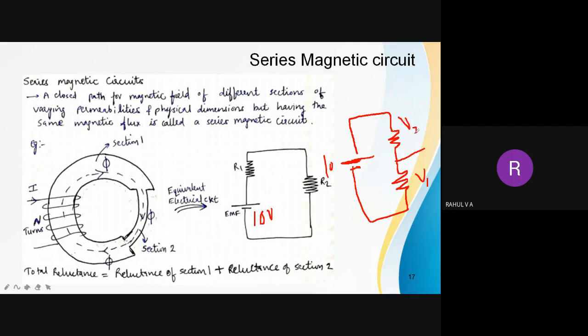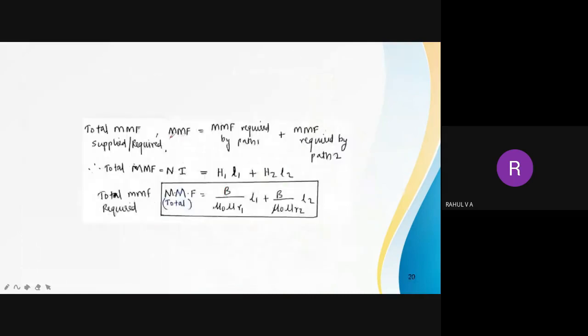We know the formula also to find out V1 and V2. Similar to that, if you apply MMF to a series magnetic circuit, the same MMF will be divided across these two sections. Okay, so I can say that total MMF is equal to MMF required by path 1 plus MMF required by path 2.